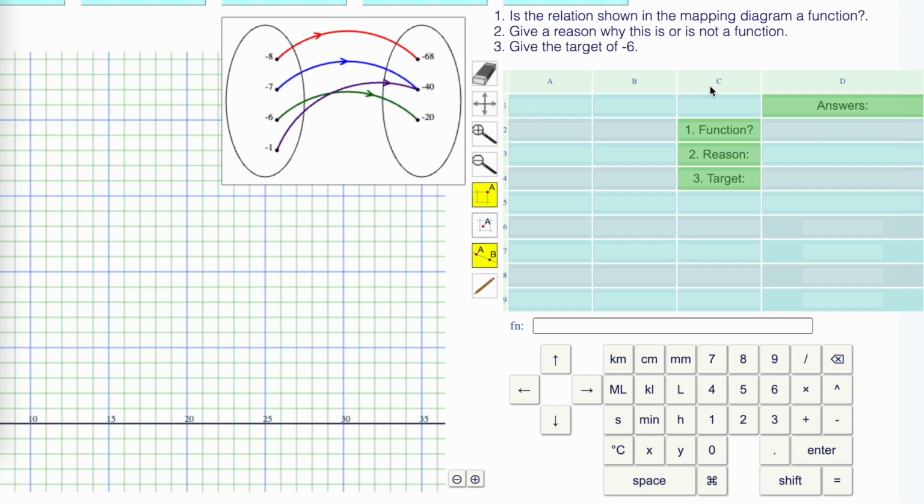This is also a function. The reason it is, here you have two x's pointing at one y, so it's many to 1. For every x, you have one y. For some x's, two x's are pointing at one y. It's many to 1. The target of negative 6. Negative 6 is pointing into negative 20.